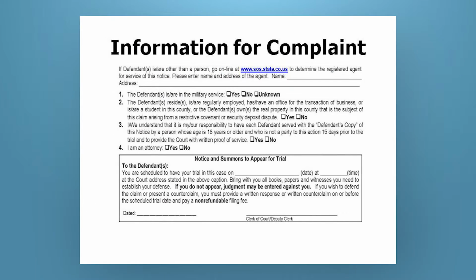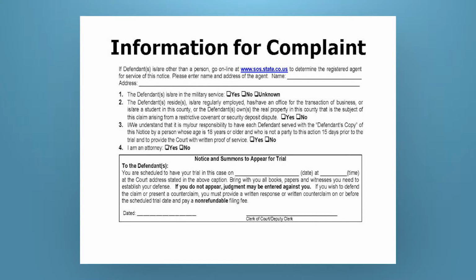The second section is if the defendant is a corporation, you'll need to go to the Secretary of State's website and figure out who their registered agent is. That's the individual that was incorrectly listed on the front of the complaint, but you will need to know who that person is and fill that information out here. You'll need to know whether the defendant is in the military, whether the defendant lives or works in the county. You'll have to acknowledge that you have to serve the defendant with a copy of the complaint, and we'll talk more about that process in a minute.